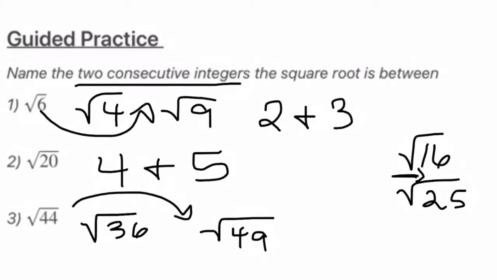So the square root of 36 is 6, and the square root of 49 is 7. And so the square root of 44 falls between 6 and 7. Hopefully you guys think this is pretty easy. This is one of the easiest things I think we get to do this year.